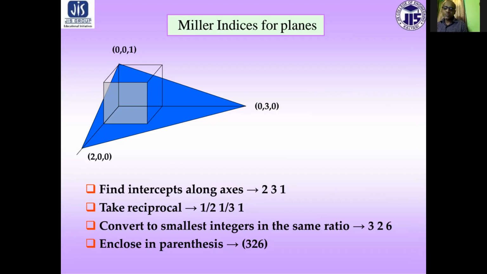We need to take the reciprocals in the following step: 1 by 2, 1 by 3 and 1. Then convert these to the smallest integers in the same ratio, that is 3, 2, 6. Now the Miller indices are given in parentheses, so it is (3 2 6), and that is the Miller indices of this plane in the cubical system.